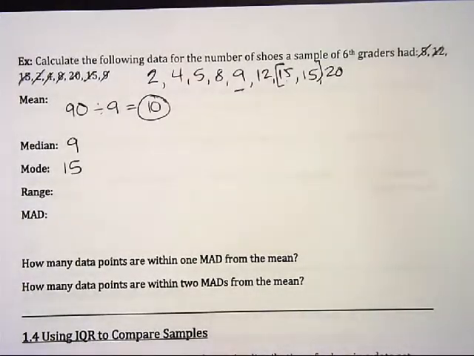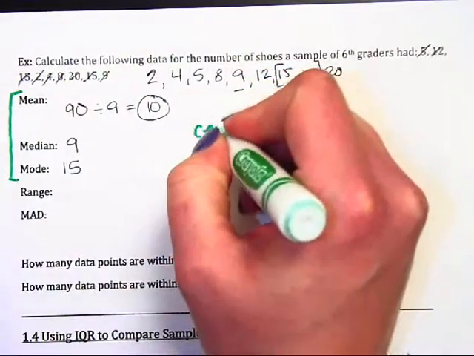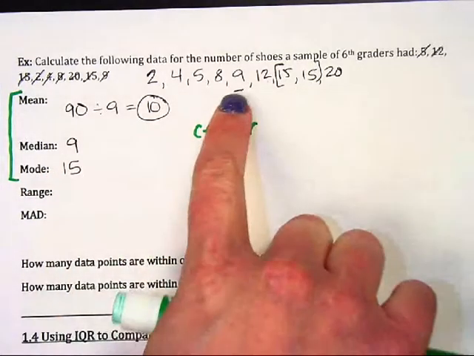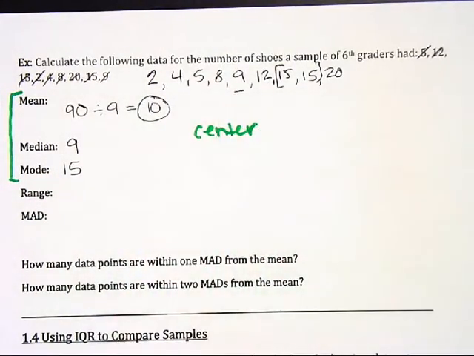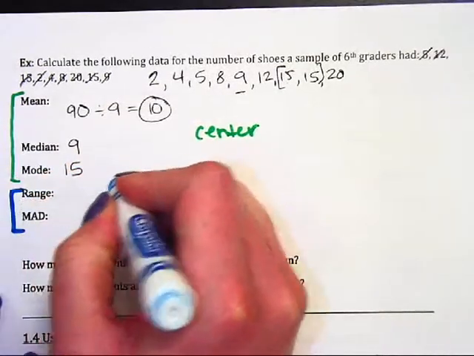Okay. The other note maybe to make to yourself is these are what we call the center. This is trying to find the middle of my data. So the median is my middle. The mean is when I add them all up and divide, and the mode was the most often.